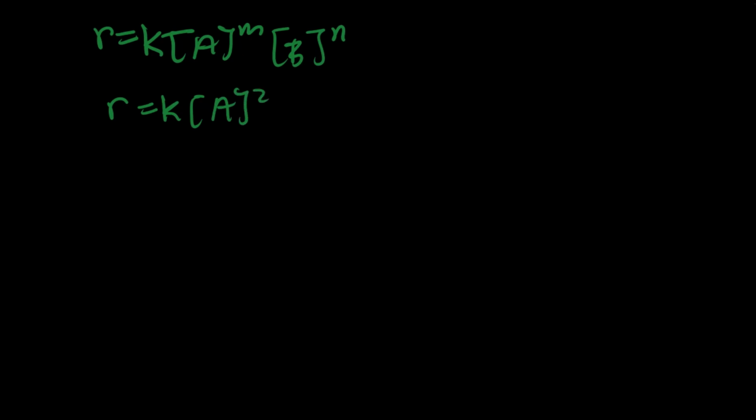So overall we would have that R is equal to k[A]^m[B]^n. Now we already got m to be 2, so R is equal to k[A] squared [B] raised to the power of 1. This simply means that the rate is second order with respect to A and first order with respect to B. However, the overall order of the reaction would be equal to 2 plus 1, which is equal to 3.